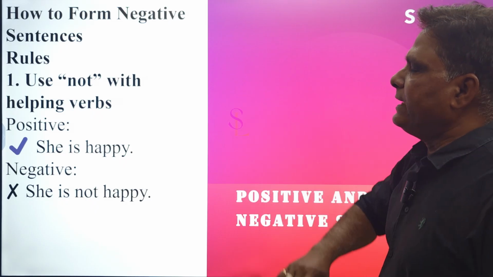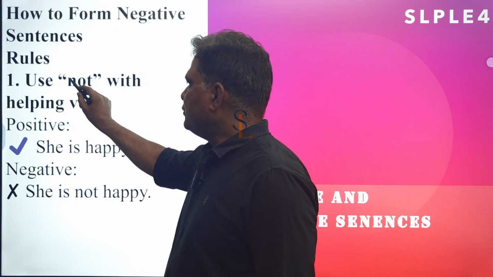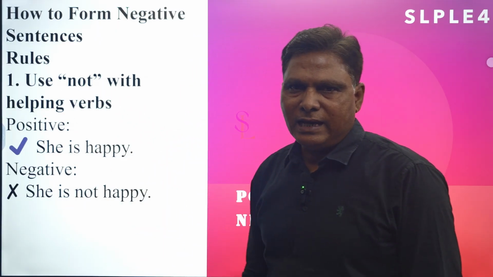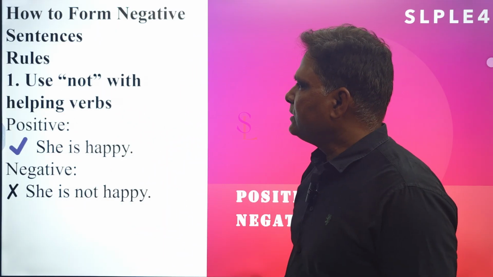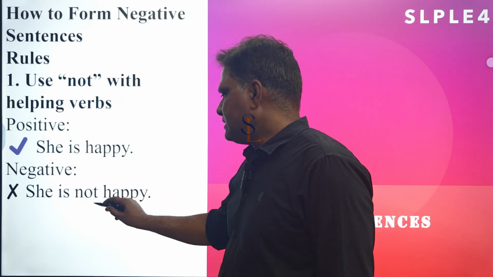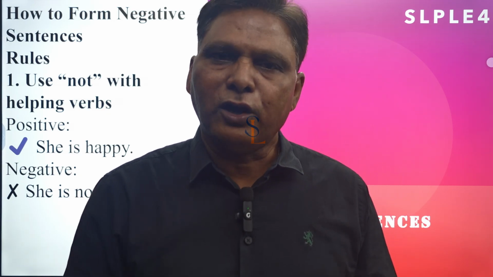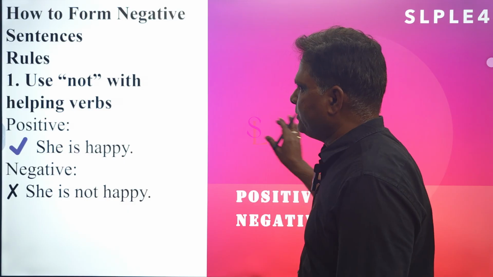How to form negative sentences? There are a couple of rules. Rule number 1, use just not. As we have already taken some examples, use just not with helping verbs. She is happy. She is not happy. Just the addition of a mere word called not makes it negative.